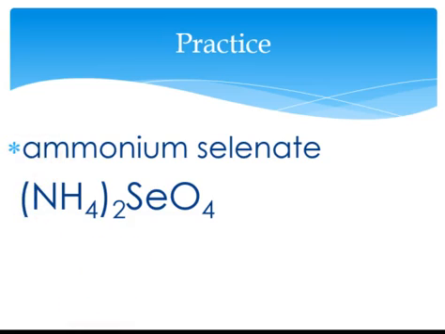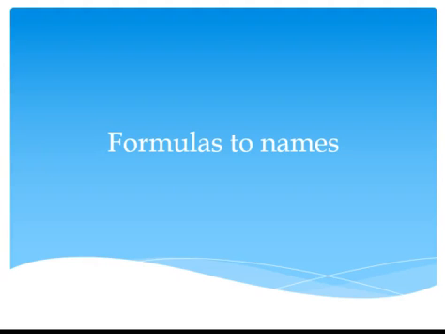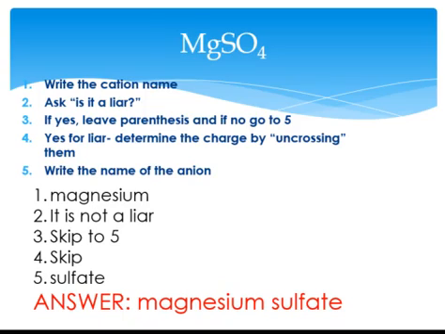All right, now we're going to go from formulas to names. Same deal as when we had single ions. We just now have polyatomic ions. So, first thing, write the name of the cation. That's Mg, so that's magnesium.